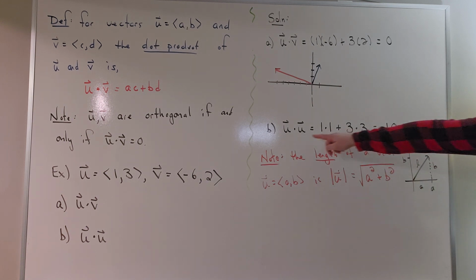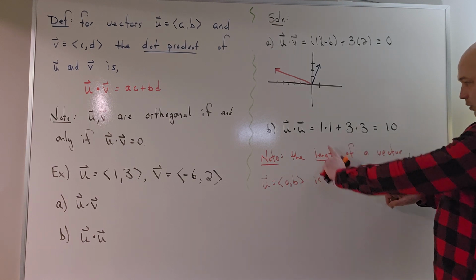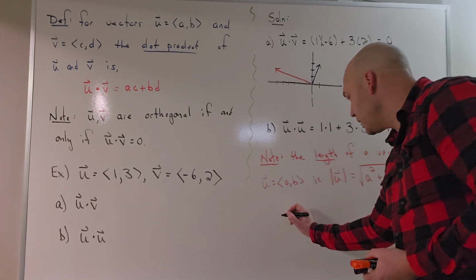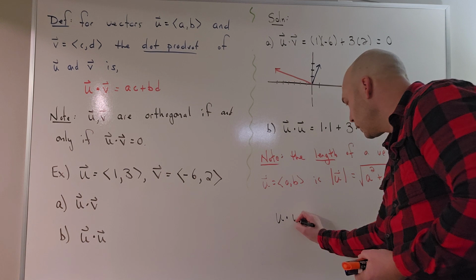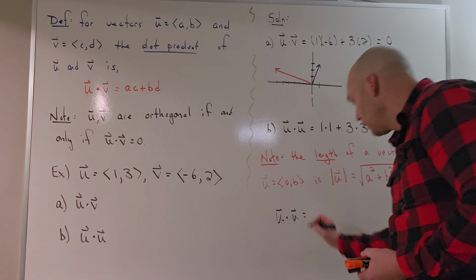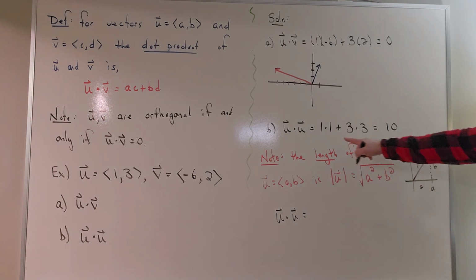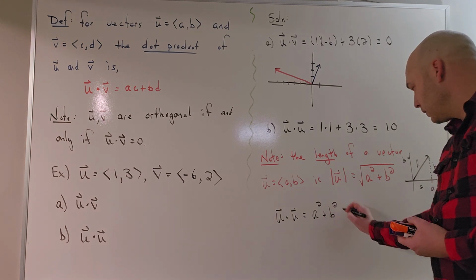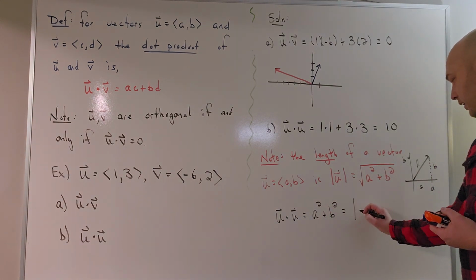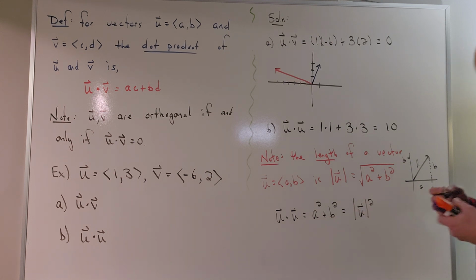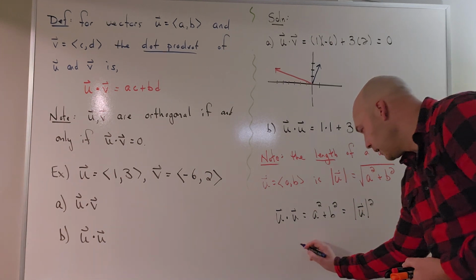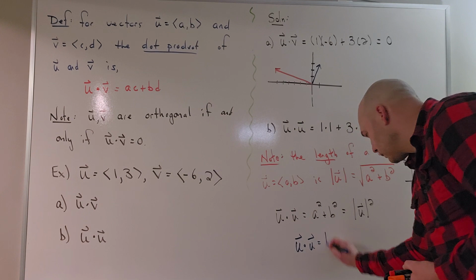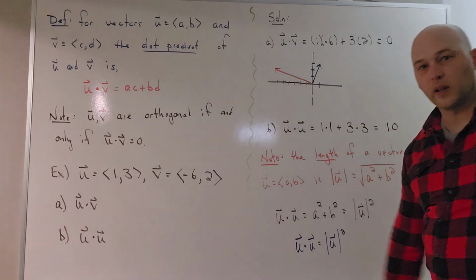But then if I look at this computation here, notice what I have. This would be like your a squared, this would be like your b squared. So in other words, we see that u dotted with u is actually a squared plus b squared, which is the square of the length. So let me write that down below here, to summarize that: a dot product with itself is the square of the length.